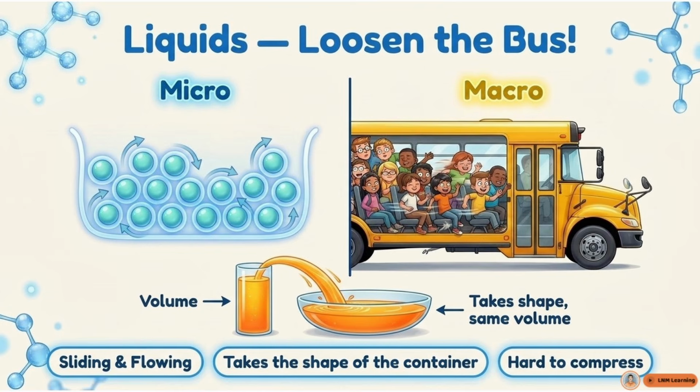Now let's move on to liquids like water, juice, or even milk. Loosen that crowded bus a little. Now the kids can slide past each other, but they're still close. That's a liquid. The molecules slip and slide, so a liquid flows and takes the shape of whatever glass you pour it into. Pour juice into a tall glass, it takes the shape of the tall glass. Pour it into a bowl, it takes the shape of the bowl. But the amount stays the same. Squeeze a liquid, only a tiny bit. It flows, but it won't shrink much.